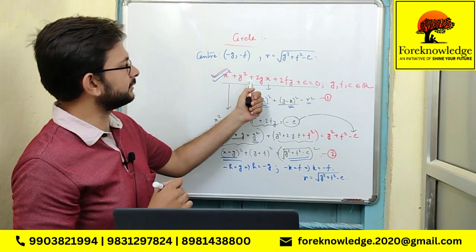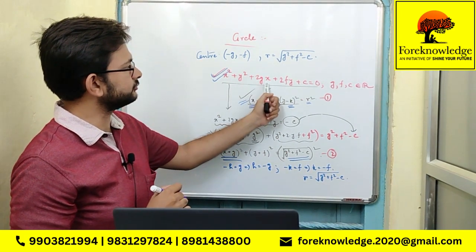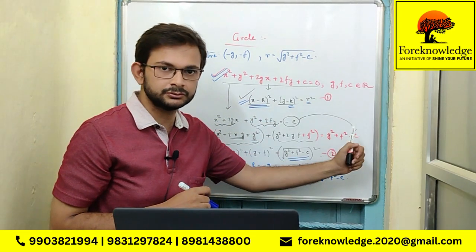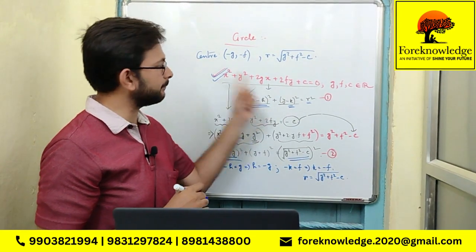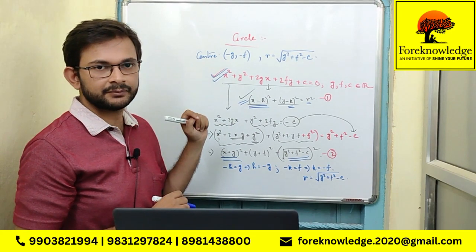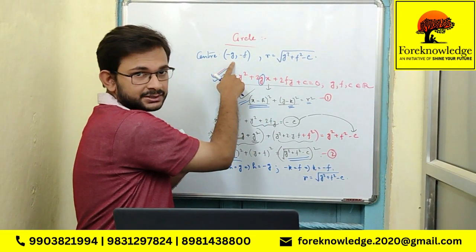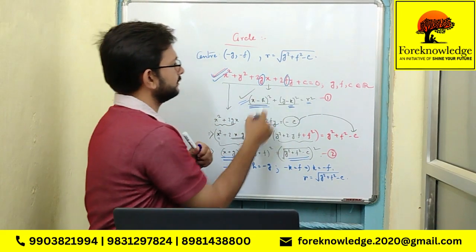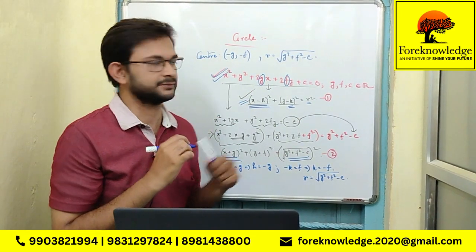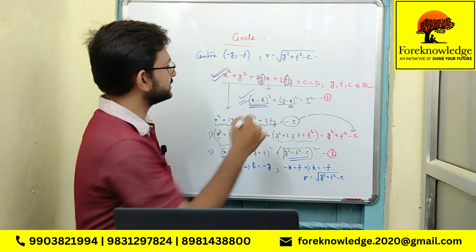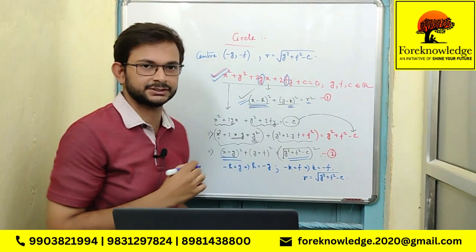So if this is the equation, x square plus y square plus 2gx plus 2fy plus c equal to 0, then you can easily say by comparing, the center is minus g comma minus f. What is g? This one. What is f? This one. So the center is minus g comma minus f, and the radius is root of g square plus f square minus c.